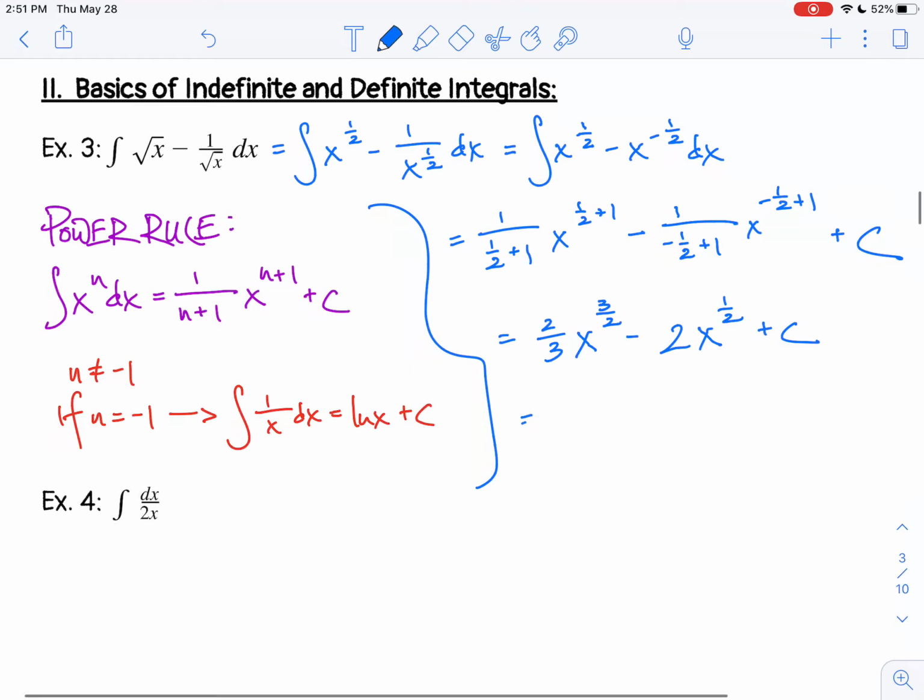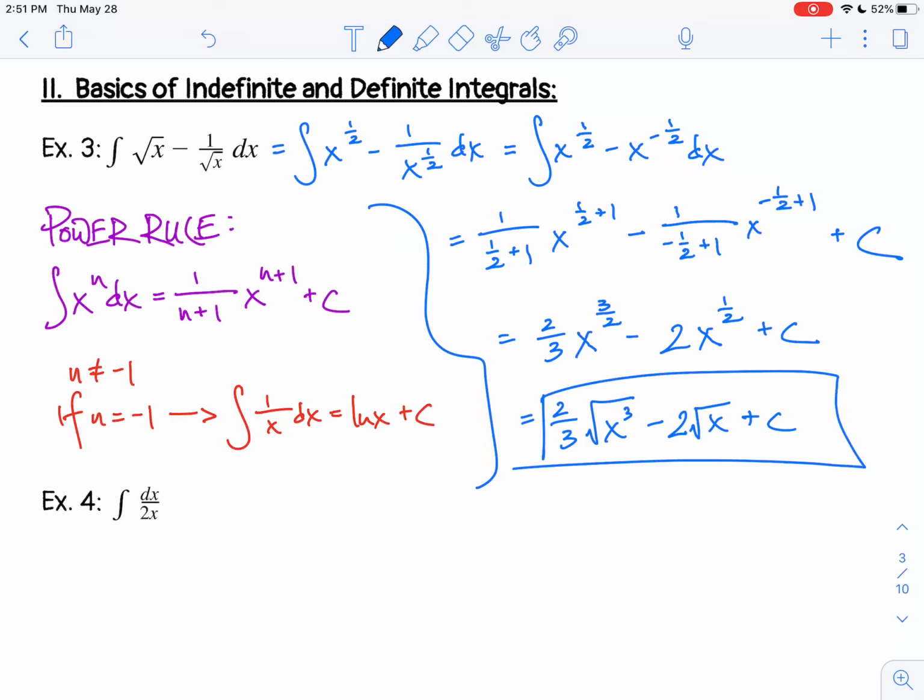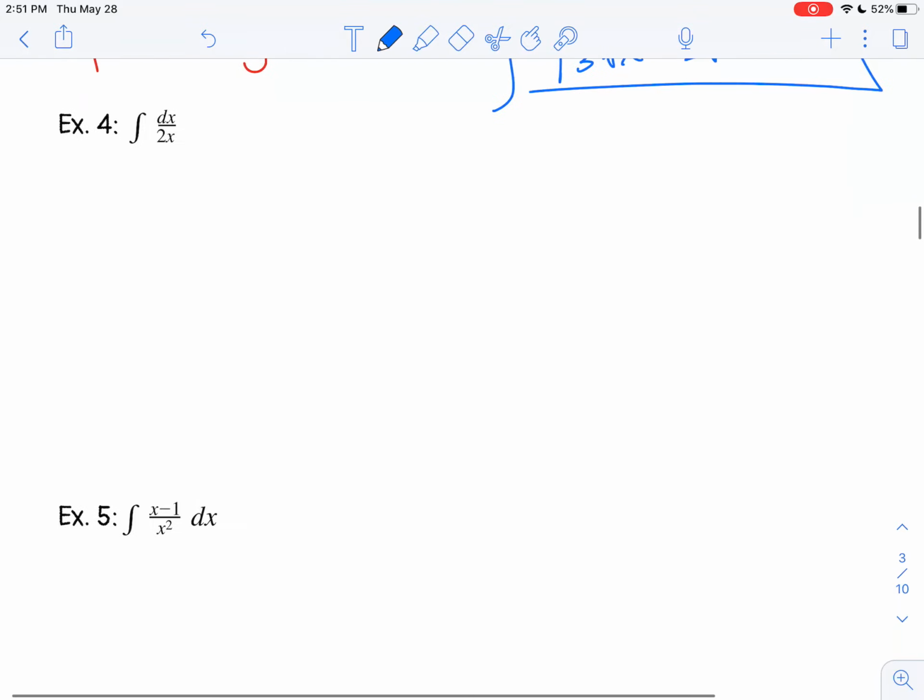Now, I do want to take the time to rewrite this in radical notation, so without a fractional exponent, okay? So we'll get 2/3 the square root of x cubed minus 2 times the square root of x plus c. All right, that ability to go back and forth between the rational form, with the fractions in the exponent, and the radical form with the square root is really, really important, and that's a skill I want us to be very solid on. Okay? All right, let's move on to example number 4.